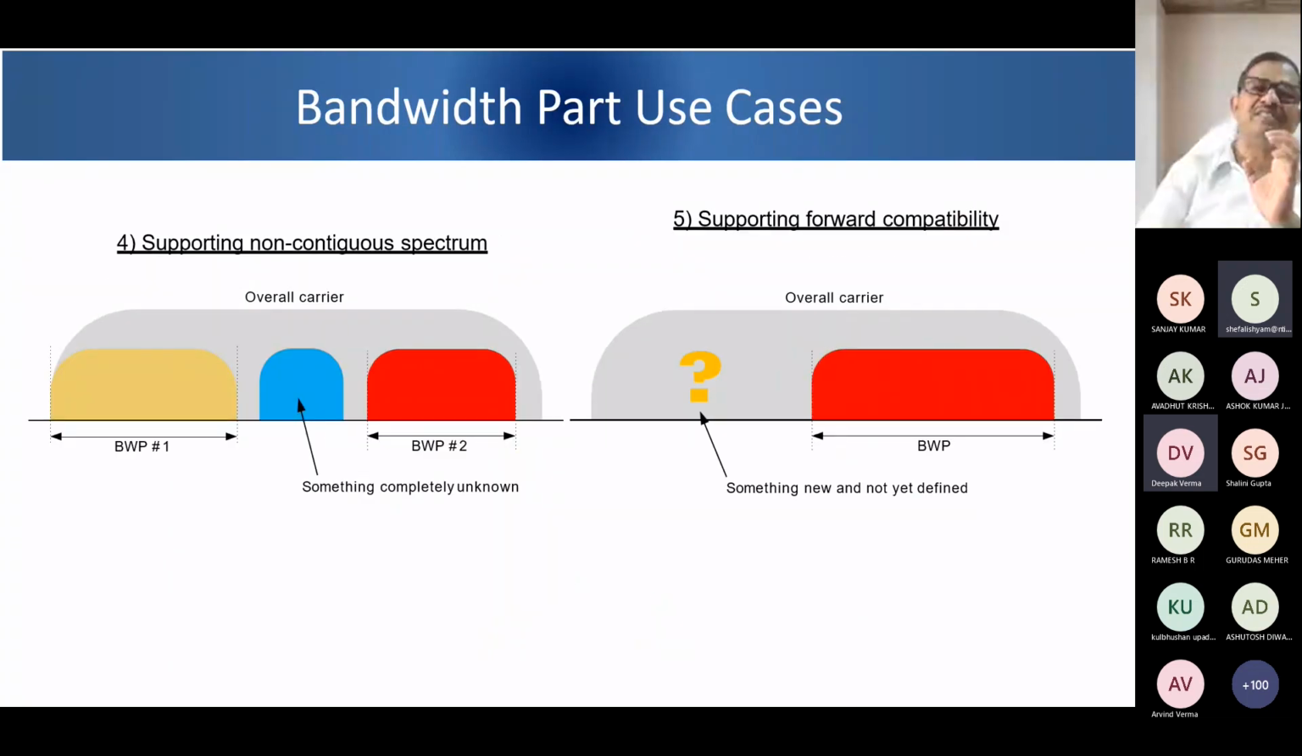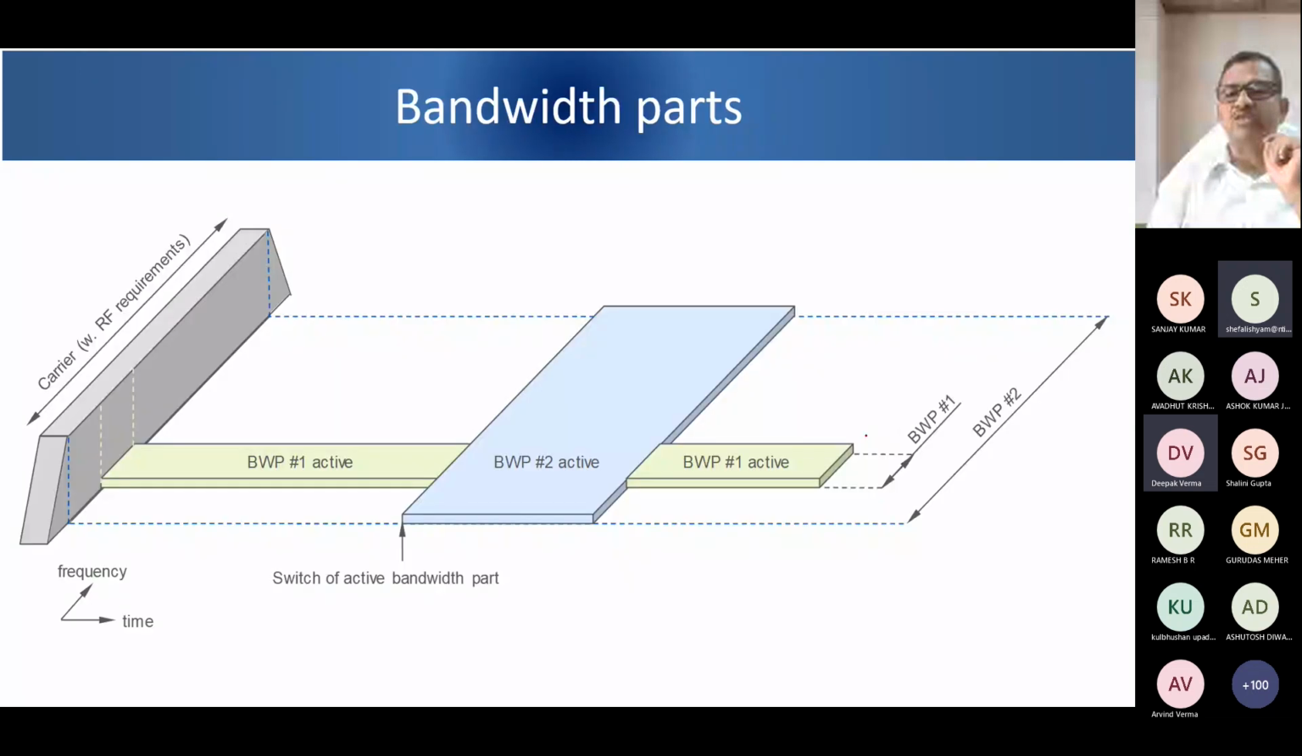The fourth use case is that suppose you have non-contiguous spectrum within the overall channel bandwidth. So I can define BWP1 here, BWP2 here, and this part I'm not using today, maybe in future I'll use it, right? Similarly, I can leave some channel bandwidth for future services. So that is also a concept.